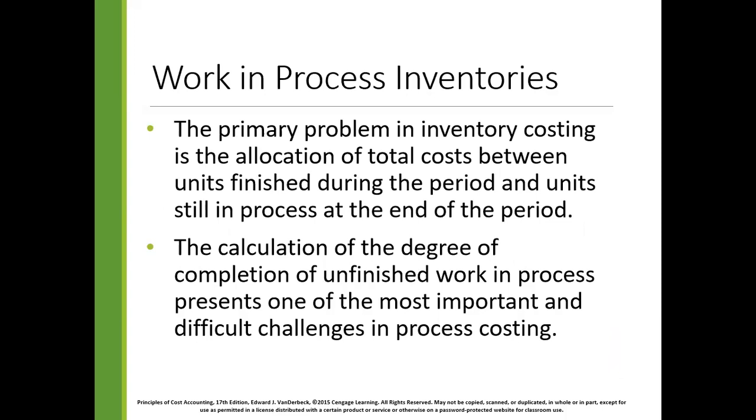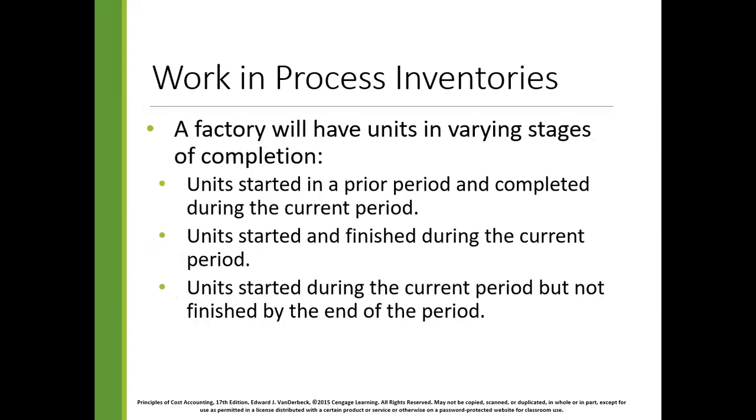Work in process inventories. The primary problem in inventory costing is the allocation of total cost between units finished during the period and units still in process at the end of the period. The calculation of the degree of completion of unfinished work in process presents one of the most important and difficult challenges in process costing. A factory will have units in varying stages of completion.